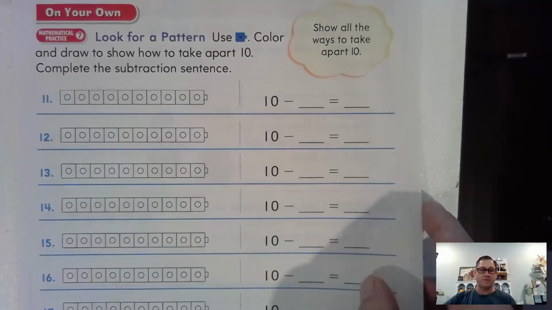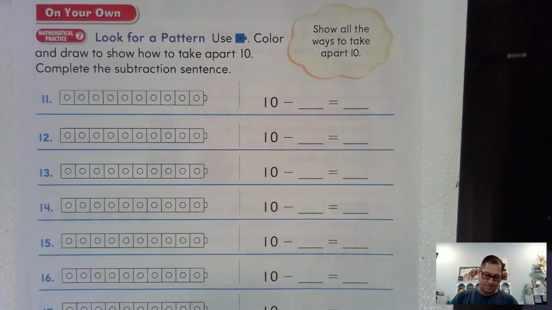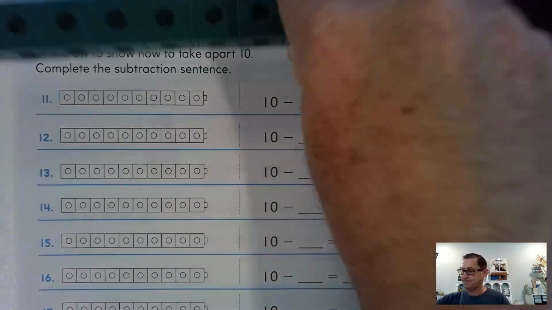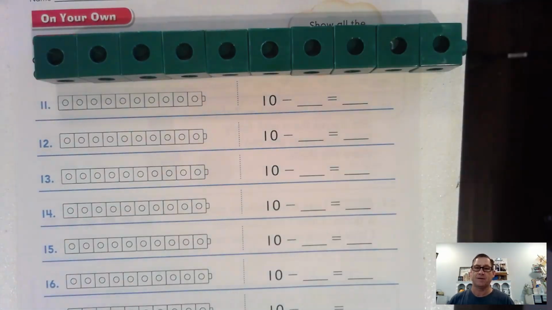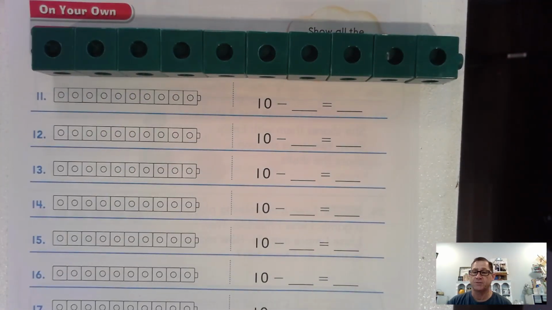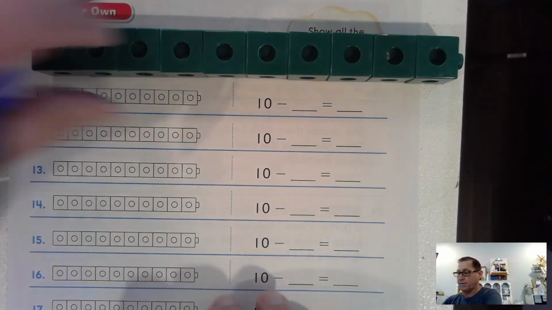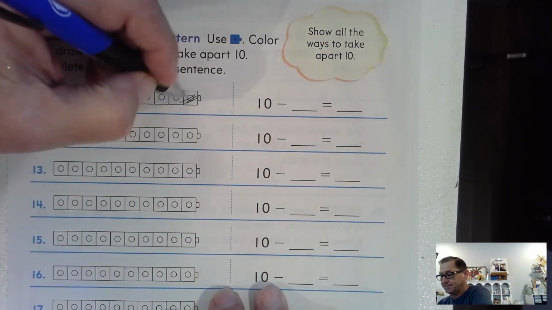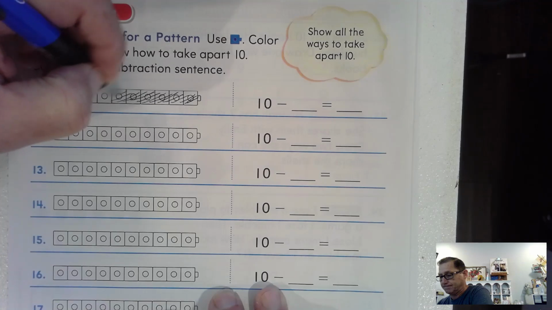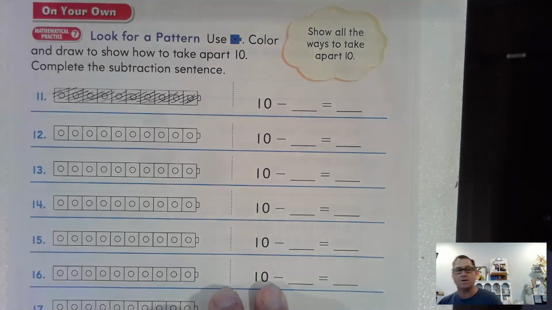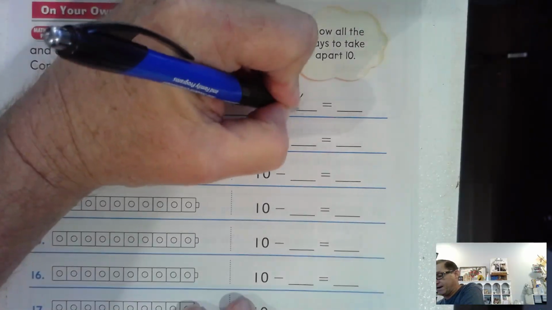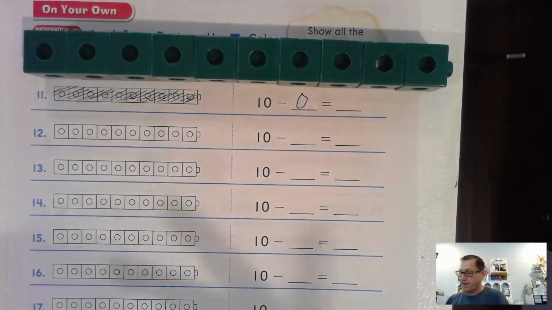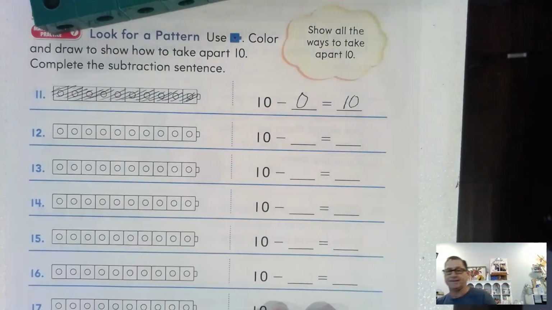All right, this time we're going to take apart 10. So get 10 and all the ways to take apart 10. Well, let's think about 9. What was the first thing we took away? We took away 0. So color all 10. And we're not going to take any away, so we're not going to circle anything or cross anything out. So 10 minus 0, how many are we still left with? I didn't take any away, I still have 10.